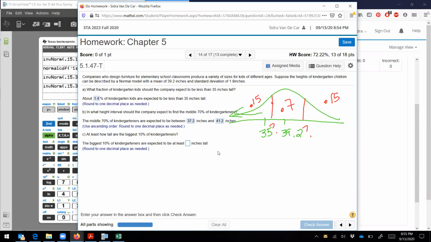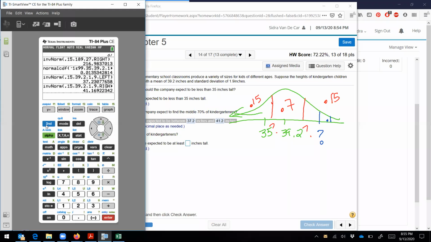At least how tall are the biggest 10% of kindergartners? So the biggest 10% would mean what number is here so that this is a 0.1? So we're going to go on the right, so I can use that one. And let's just change that 0.15 to a 0.1. 41.6.